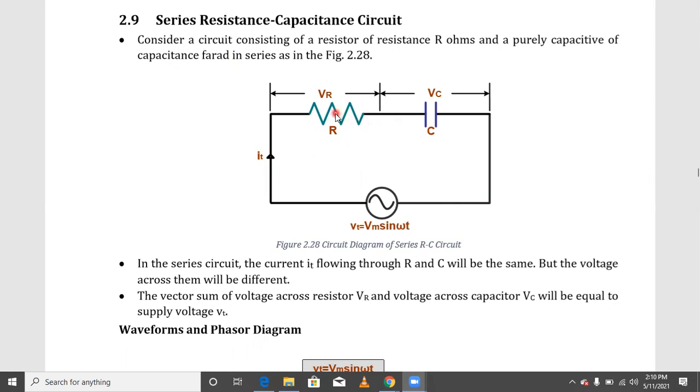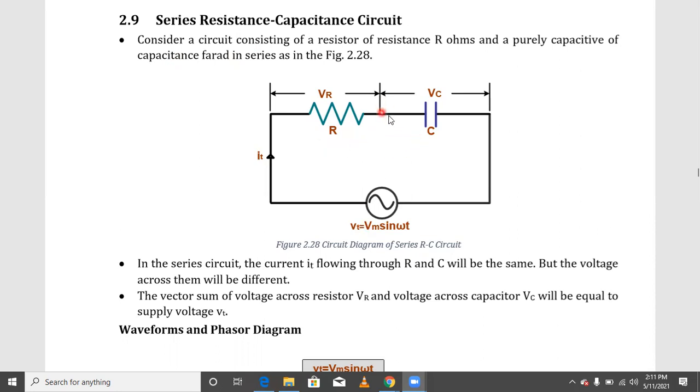The voltage across the resistor is VR, and the voltage across the capacitor is called VC. The supply voltage is AC, so V(t) is equal to Vm sin omega t. This is called the supply voltage. The circuit is purely resistive and purely capacitive elements.